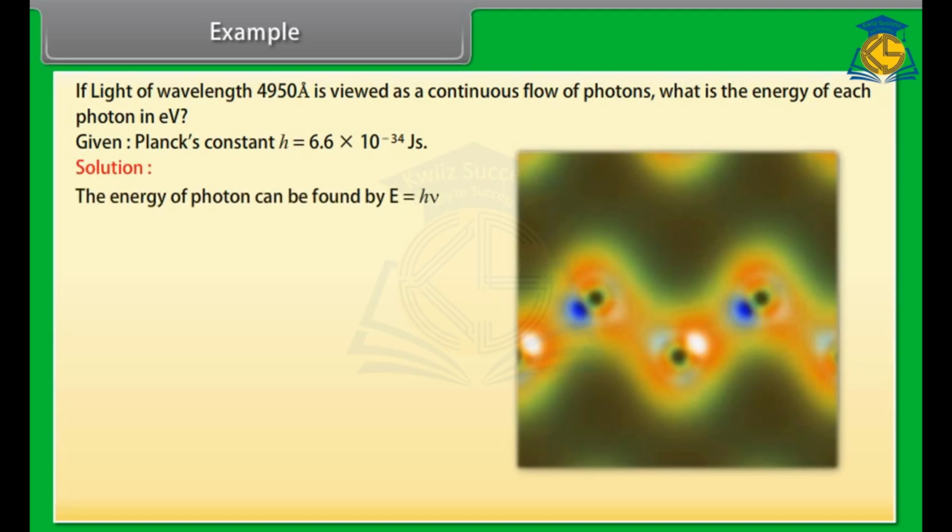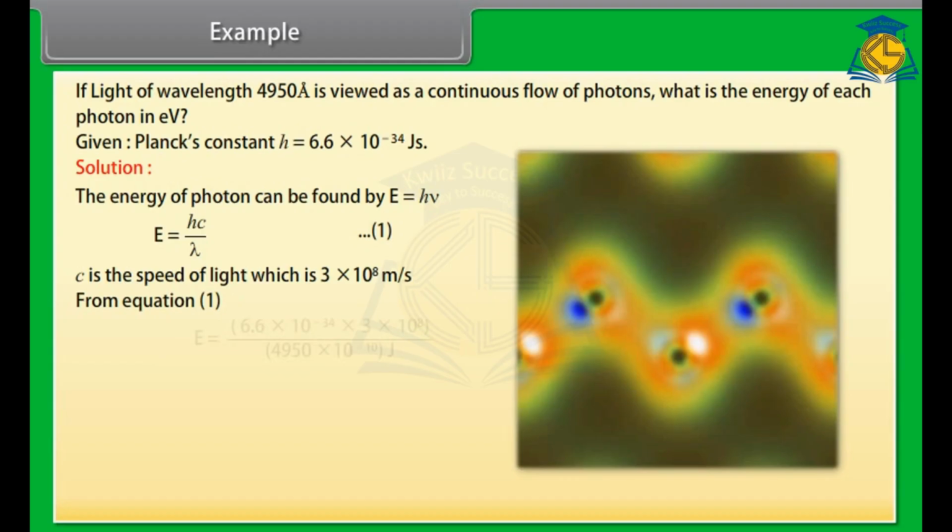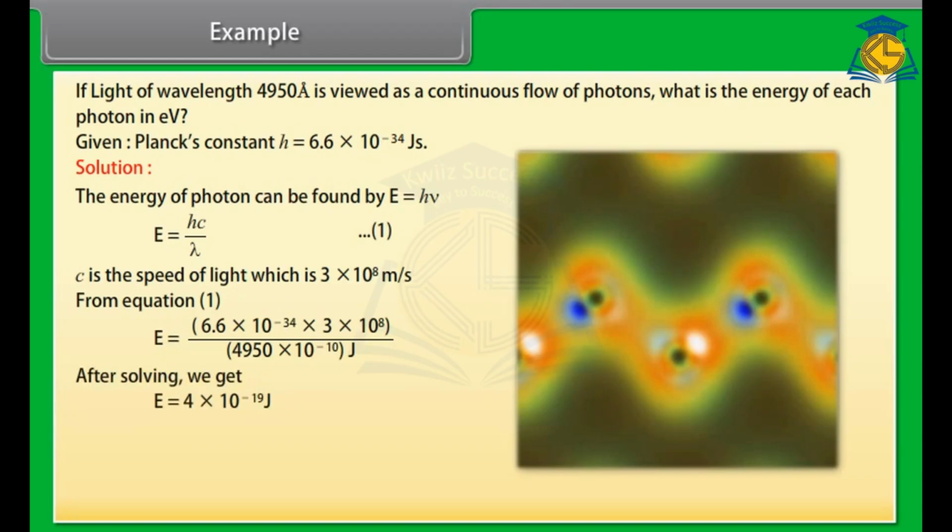Solution: the energy of a photon can be found by E = hν, E = hc/λ, name it as equation 1. c is the speed of light, which is 3 × 10^8 meter per second. From equation 1, E = 6.6 × 10^-34 × 3 × 10^8 / (4,950 × 10^-10) joule. After solving, we get E as 4 × 10^-19 joule.